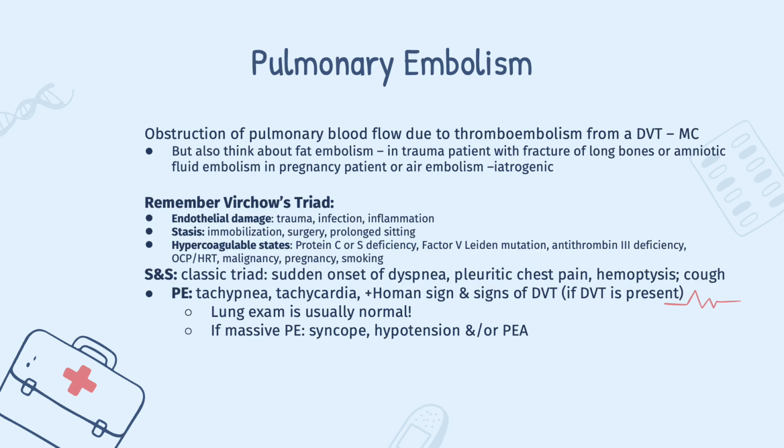Moving on to PE. So I think we're pretty good with PE, have a really good understanding. So we know it's the obstruction of pulmonary blood flow, most often due to a thromboembolus from a DVT, which is the most common. But if you have a trauma patient, think about fat embolus. If you've had fractures of the long bone, so any leaking of that bone marrow, high fat, that can cause blockage as well, or pregnancy amniotic fluid, or air embolism from iatrogenic exposure.